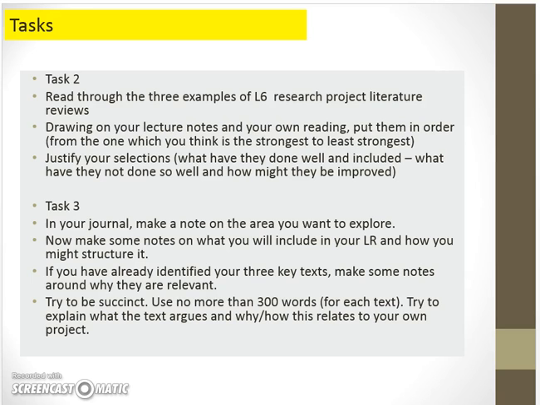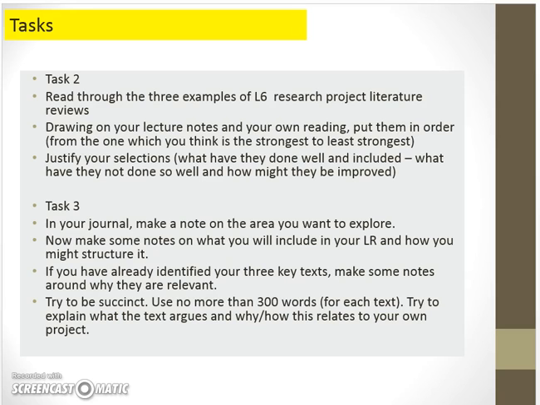Finally, there are a couple of tasks for you to complete. The first task: read through the provided examples of Level 6 research project literature reviews. Drawing on the lecturer notes and your own reading, put them in order of what you think is the strongest to the least strongest. Make notes to justify your selections. What have they done well, and what have they included? Or what have they not done so well, and how might it be improved?